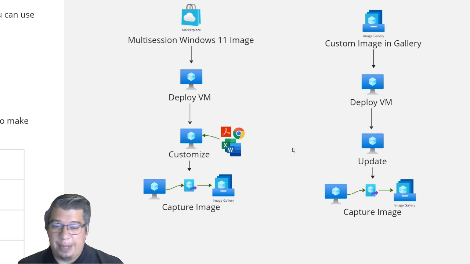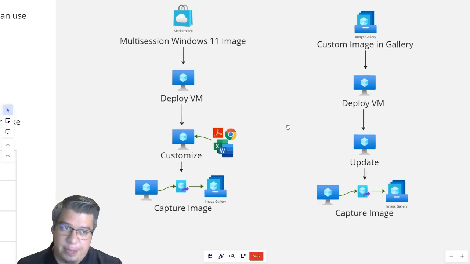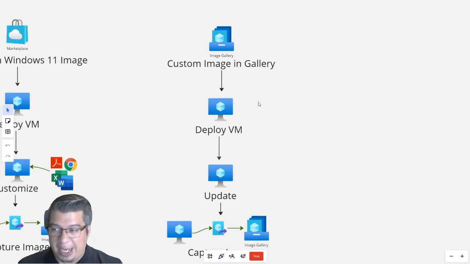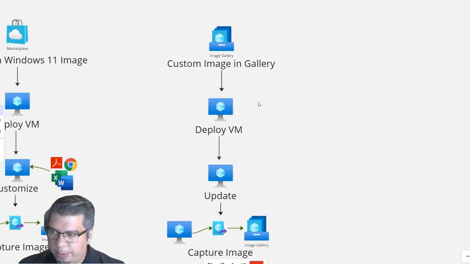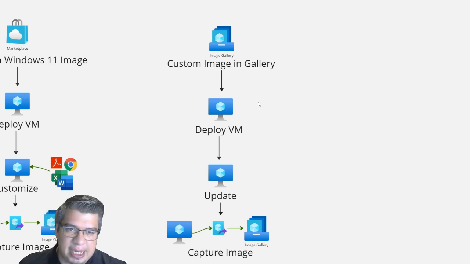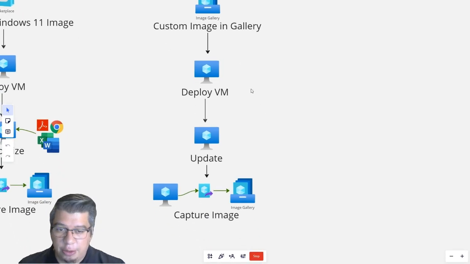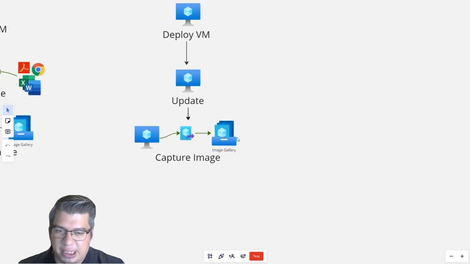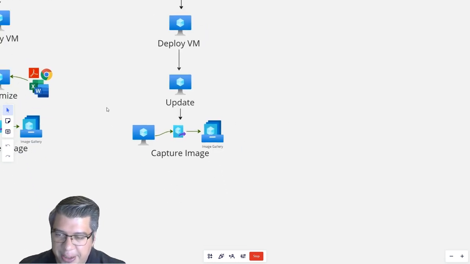And then I can use that image when I spin up new virtual machines, new hosts in my AVD environment. And then on a monthly basis, again, this is more of a manual, rudimentary way to approach all of this, I can take that custom image, deploy it to a new VM, run updates, update the application, update Windows, and then recapture that virtual machine to an image and then deploy that image out.